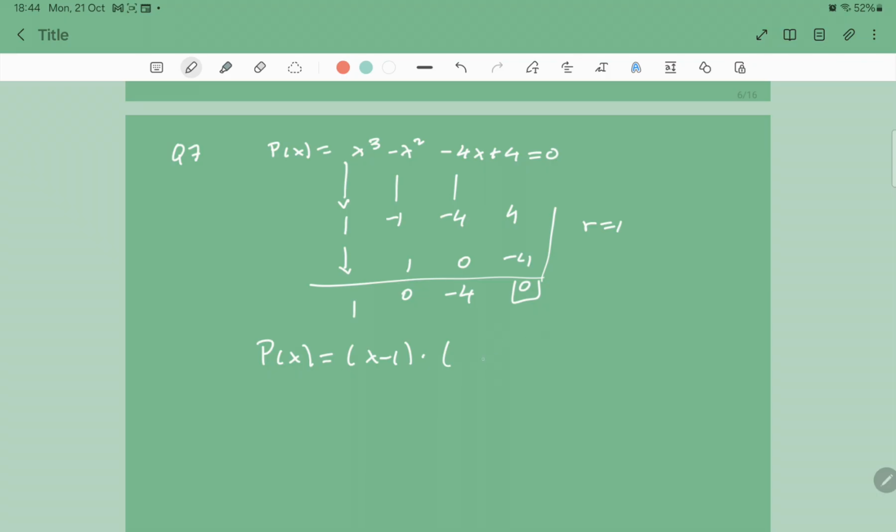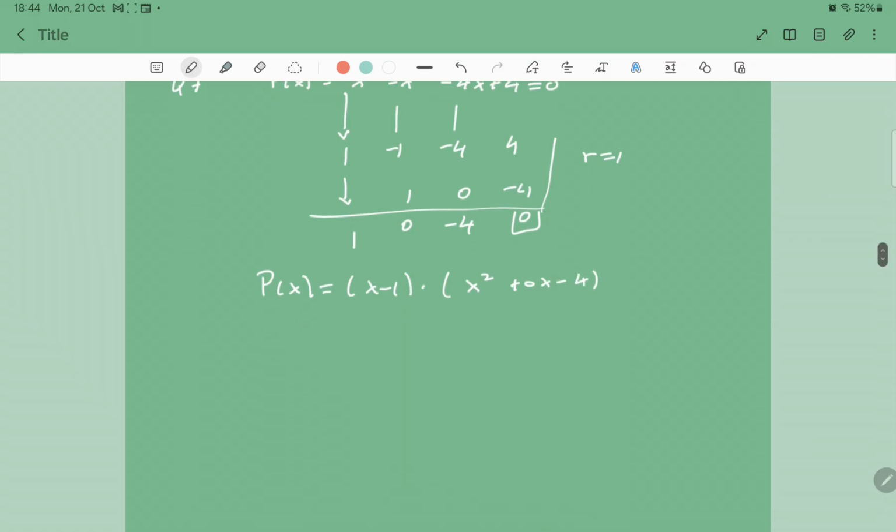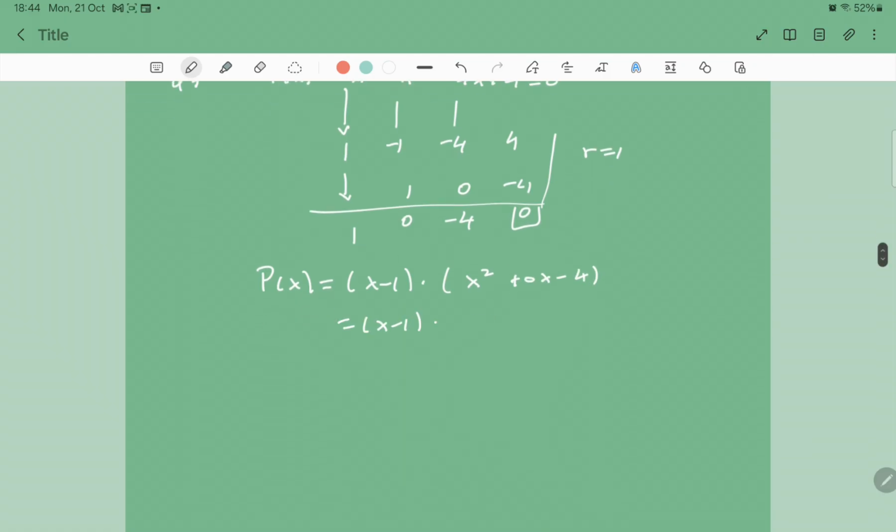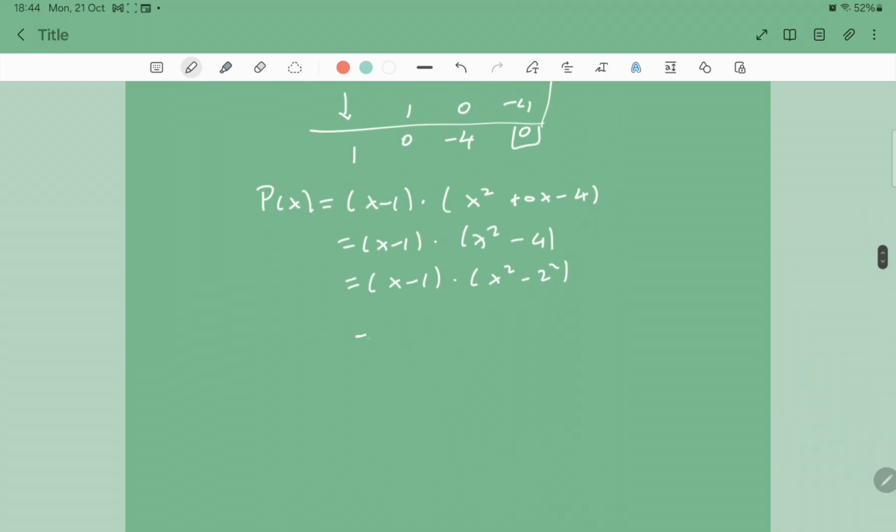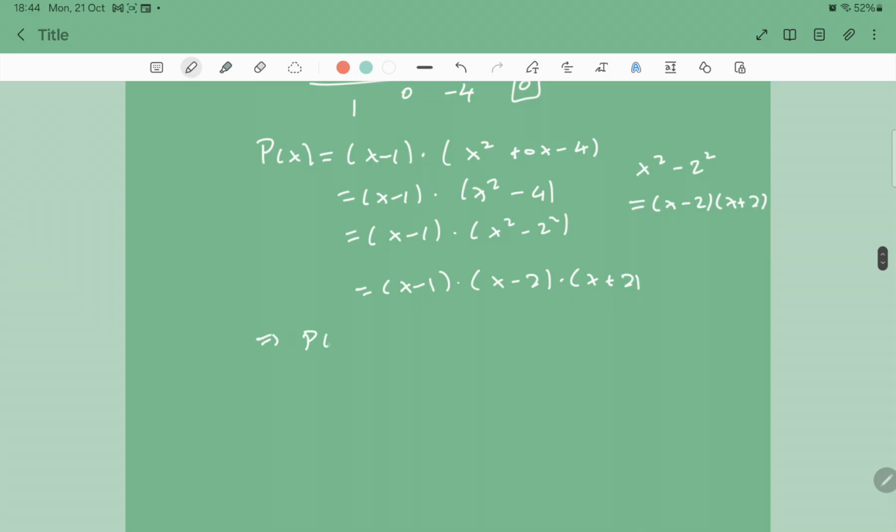Here the polynomial is a polynomial of degree 2, x squared plus 0x minus 4. Here I can use the following identity, because x squared minus 2 squared equals x minus 2 times x plus 2. So my p of x equals x minus 1 times x minus 2 times x plus 2.